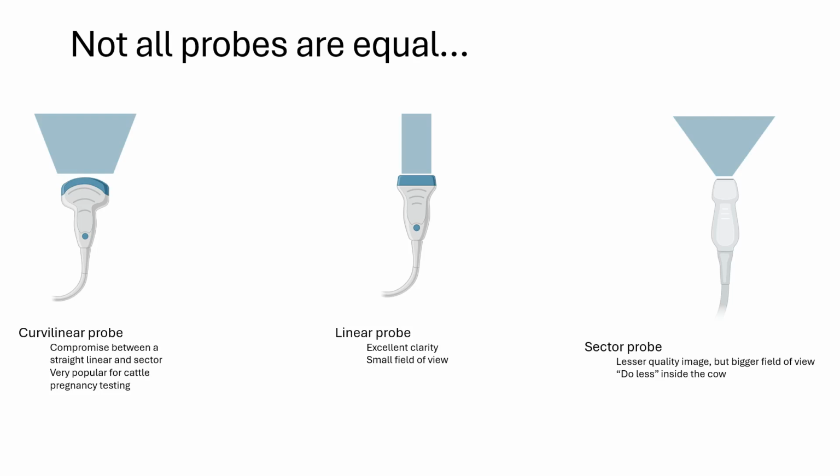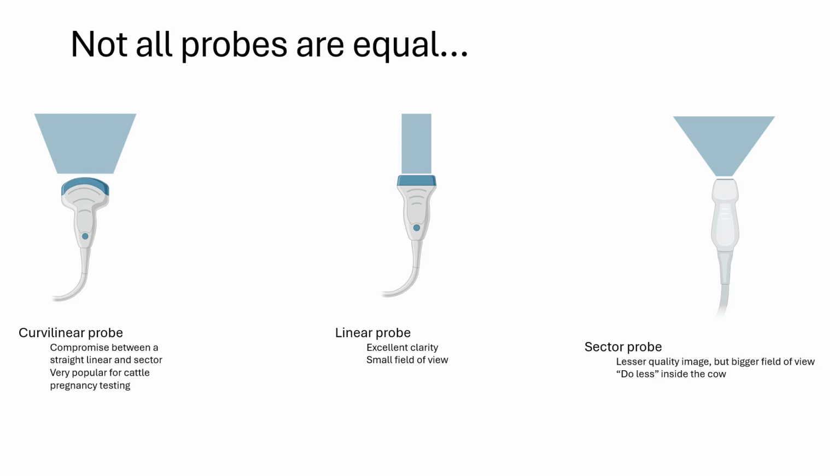By comparison, linear probes have excellent clarity, great image quality, but a much smaller field of view. They're typically used in the context of looking at ovarian activity and follicles, more in the context of targeted breeding programs and embryo transfers, but not as particularly useful for pregnancy scanning.